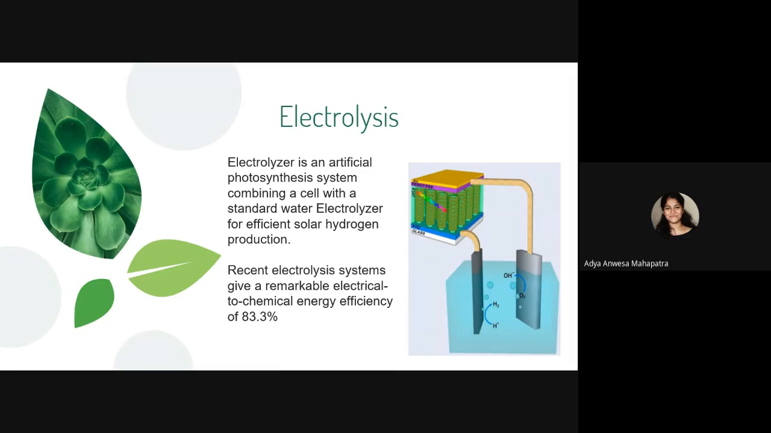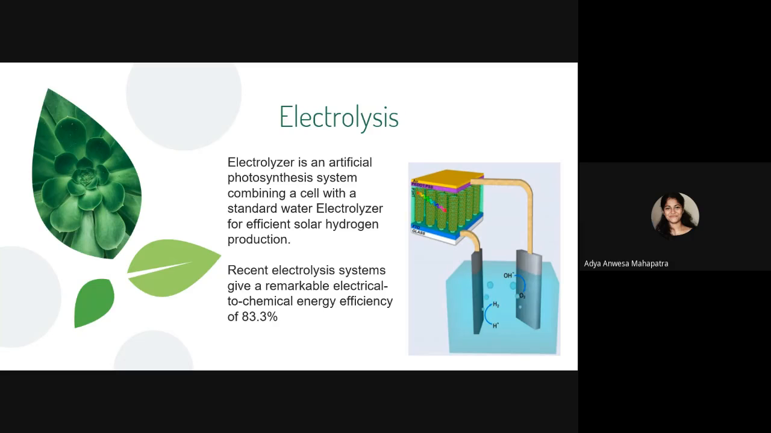In this system, water is decomposed into hydrogen and oxygen by the electric current produced between the electrodes of the connected cell. Commercial water electrolysis is typically operated at high current densities of 1 to 10 ampere per centimeter square. Such high current densities require a higher operating voltage. In such operating condition, the electrolyte conductivity is an important factor. Recent electrolysis systems give a remarkable electrical to chemical energy efficiency of 83.3%.